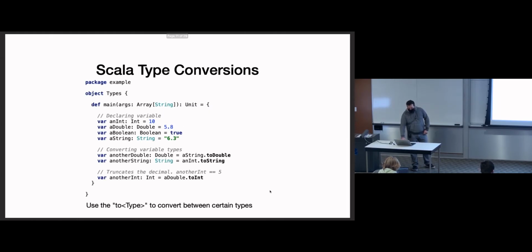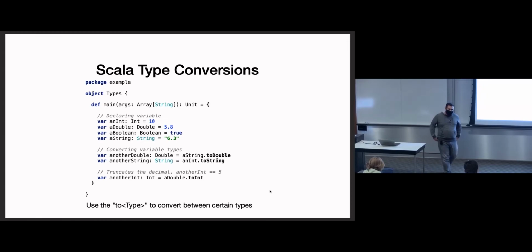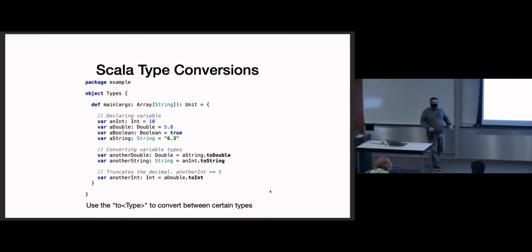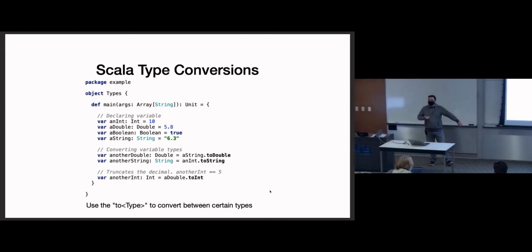All right, any questions on types? How are we feeling about all this? Yes? So when you go from a double to an int, will it always round down? Yes. Going from a double to an int always rounds down because it'll just delete the decimal portion. Whatever that whole number portion is, that's what it's keeping.